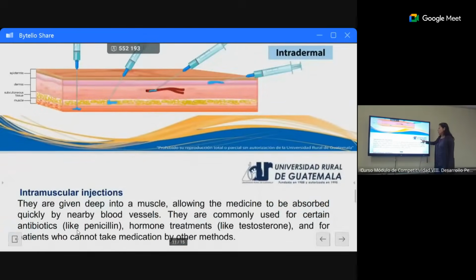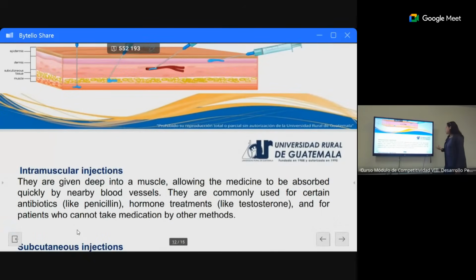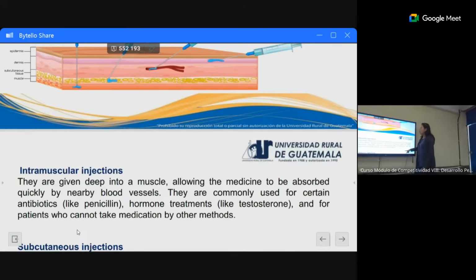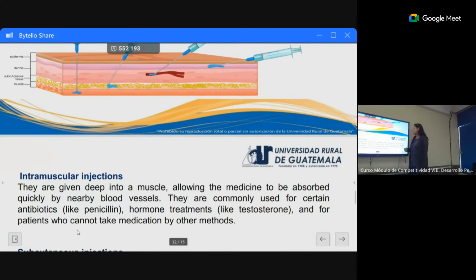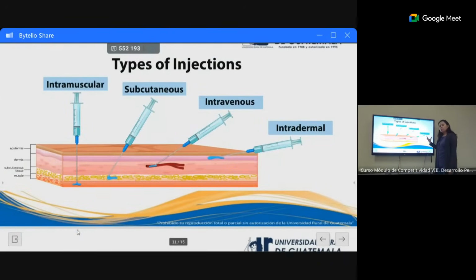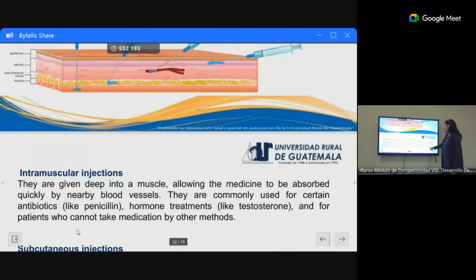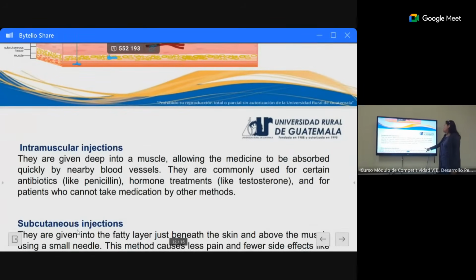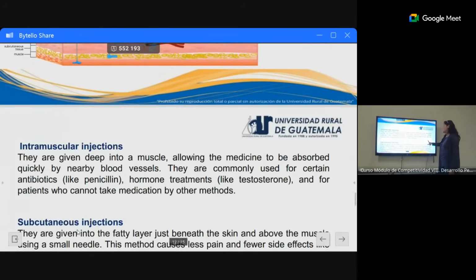And it says they're given into the muscle, allowing the medicine to be absorbed quickly by nearby blood vessels. They are commonly used for certain antibiotics like penicillin, hormone treatments like testosterone, and for patients who cannot take medication by other methods. So you see, that's why a professional has to be in charge, because he knows what type of injection should be administered.